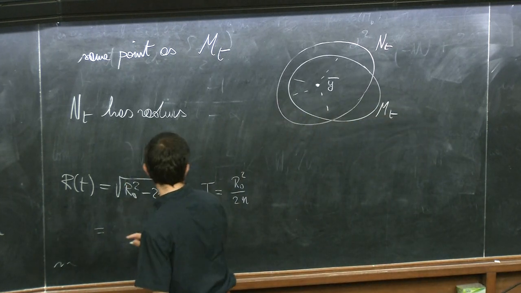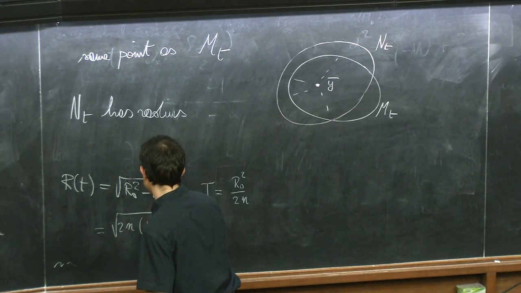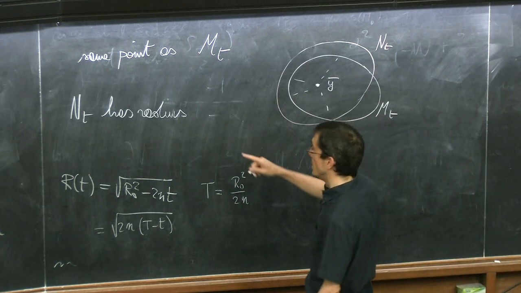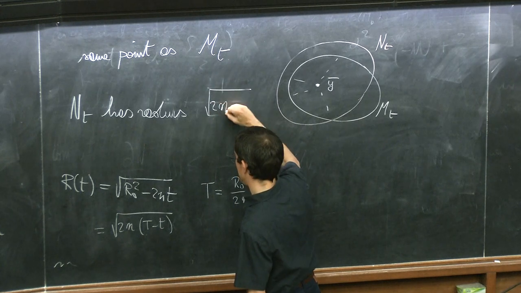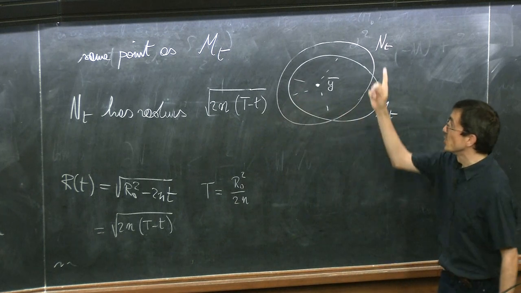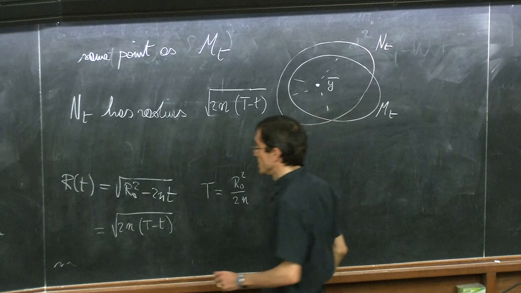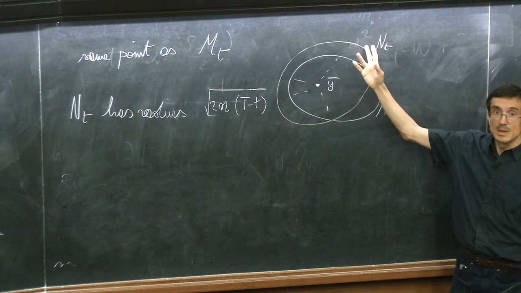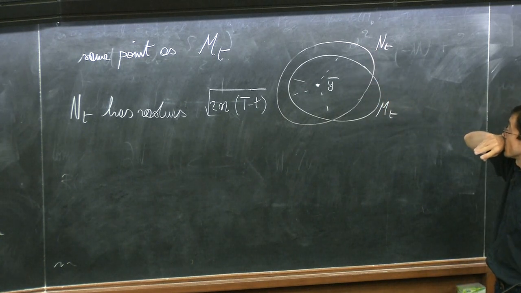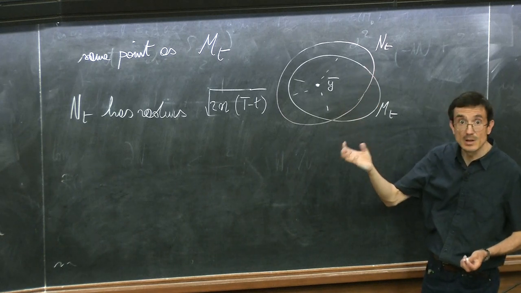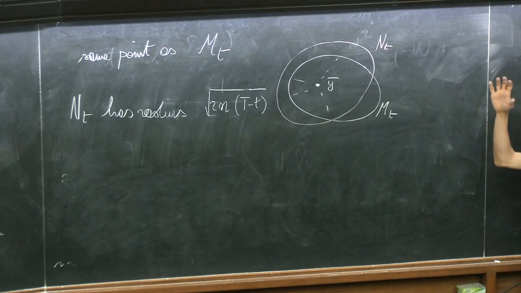Then we can also write this as 2n times the singular time minus t. So this is the precise expression for N_t. And I claim that the picture has to be the one that I wrote, that M_t has to intersect N_t for every time. Because if it is completely inside, then by comparison it would shrink at an earlier time. If it is completely outside, then it will shrink at a later time. So they have to intersect for all time.